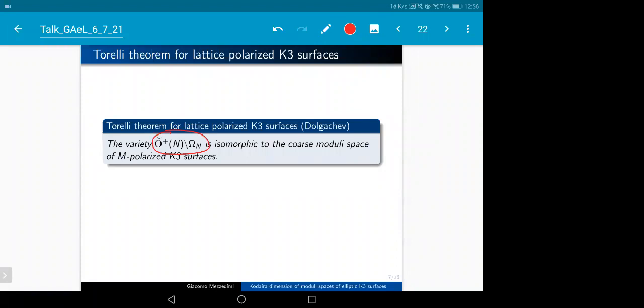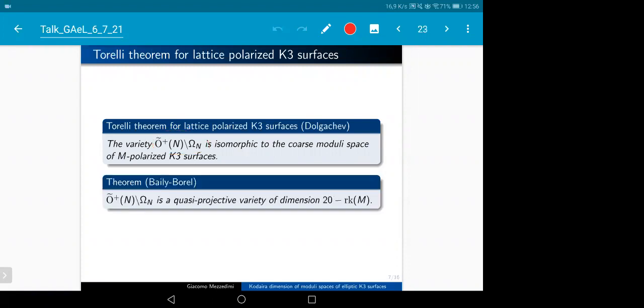And okay, we have proved the existence of this moduli space, but we have more than that. This moduli space is very, very well behaved. It's a quasi-projective variety. And this follows by the Baily-Borel compactification that gives a precise compactification of this space. So it's a very well behaved space, and we want to study its properties.